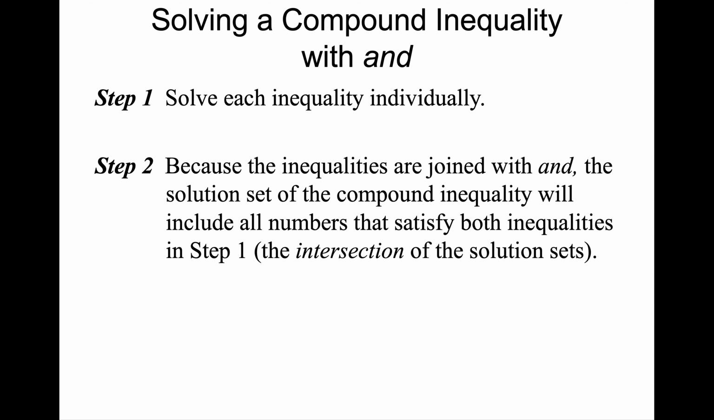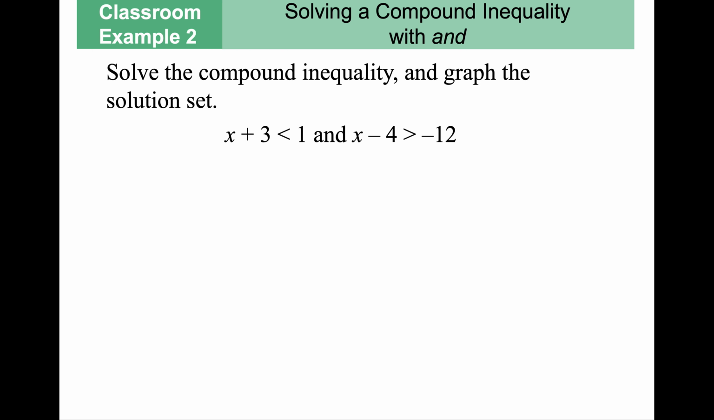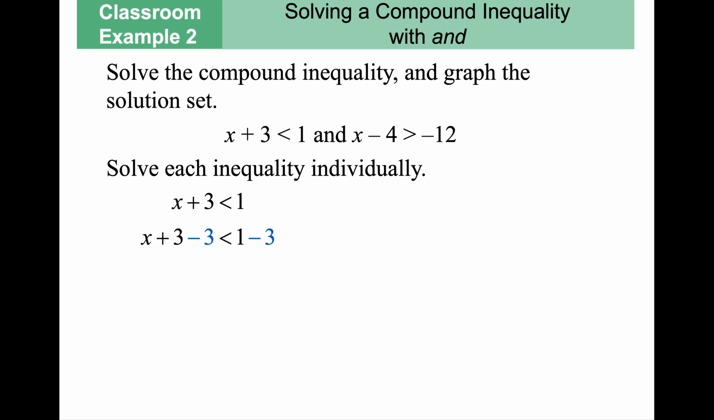To do an and, we're going to solve each inequality individually. Because they're joined with an and, the solution would be the intersection of the sets, the numbers that are in both the solution for the first one and the solution for the second one. So let's look at this one. I have x plus 3 is less than 1, and x minus 4 is greater than negative 12. I'm going to solve those individually. I'm going to subtract 3 from both sides in the first one to get x is less than negative 2. In the second one, I'm going to add 4 to both sides to get the x alone, and I get that x is greater than negative 8.